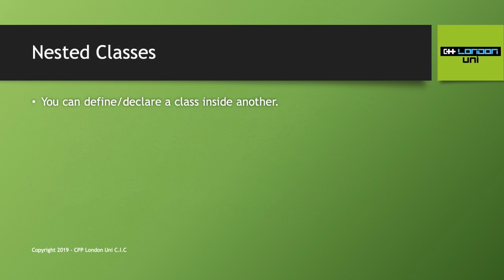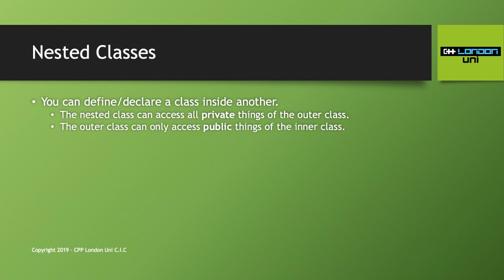Right, nested classes. Again, hopefully this is fairly straightforward. You can define or declare classes inside others. You can keep going as deep as you like. And that inner class, the class inside, can access everything of the class immediately outside of it, its immediate parent, if you like. The private members of the immediate parent can be accessed from inside the inner class. But the outer class does not get the same benefits. So the outer class cannot see inside all the private stuff of the inner class.